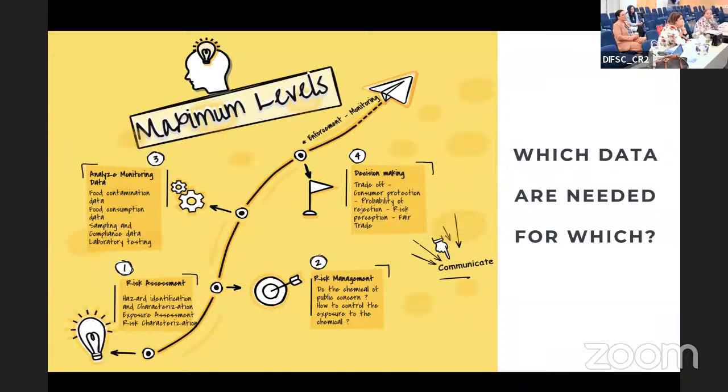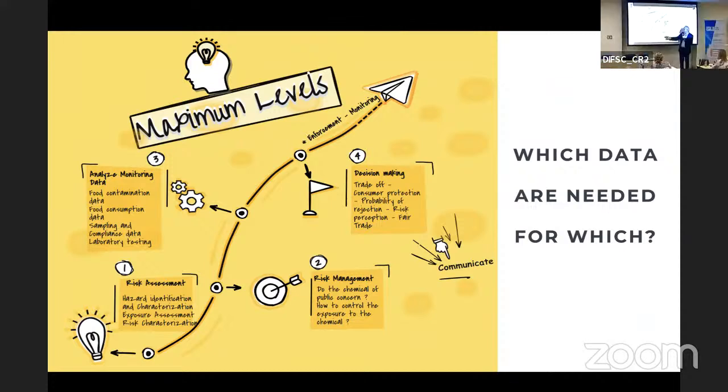And what will be the decision of risk management here? The question of a risk manager: is the chemical of public concern? Yes or no. If no, nothing to do. If yes, how to control the exposure to the chemical? If the exposure is of concern, how can we reduce the exposure? We can reduce the concentration, or reduce the consumption.